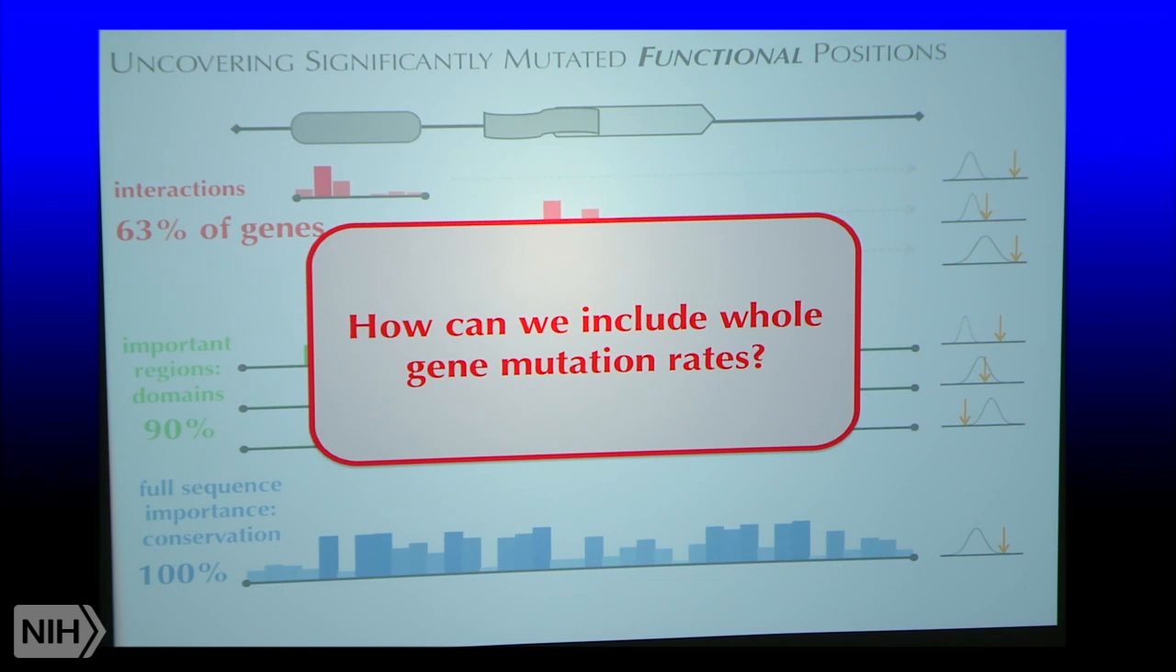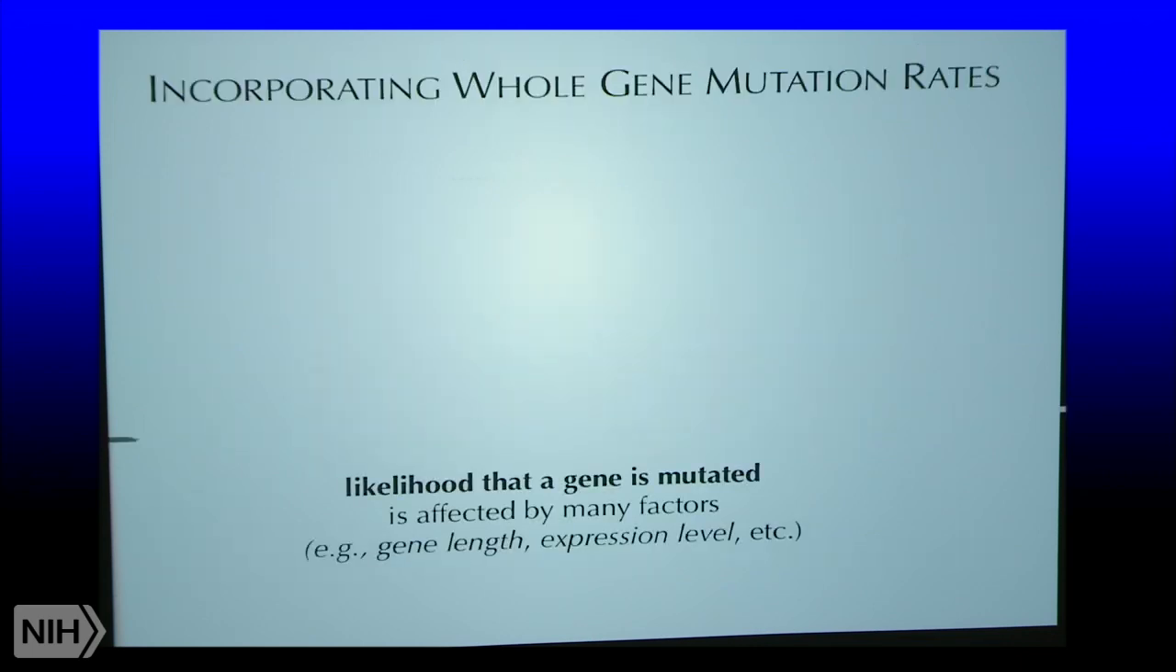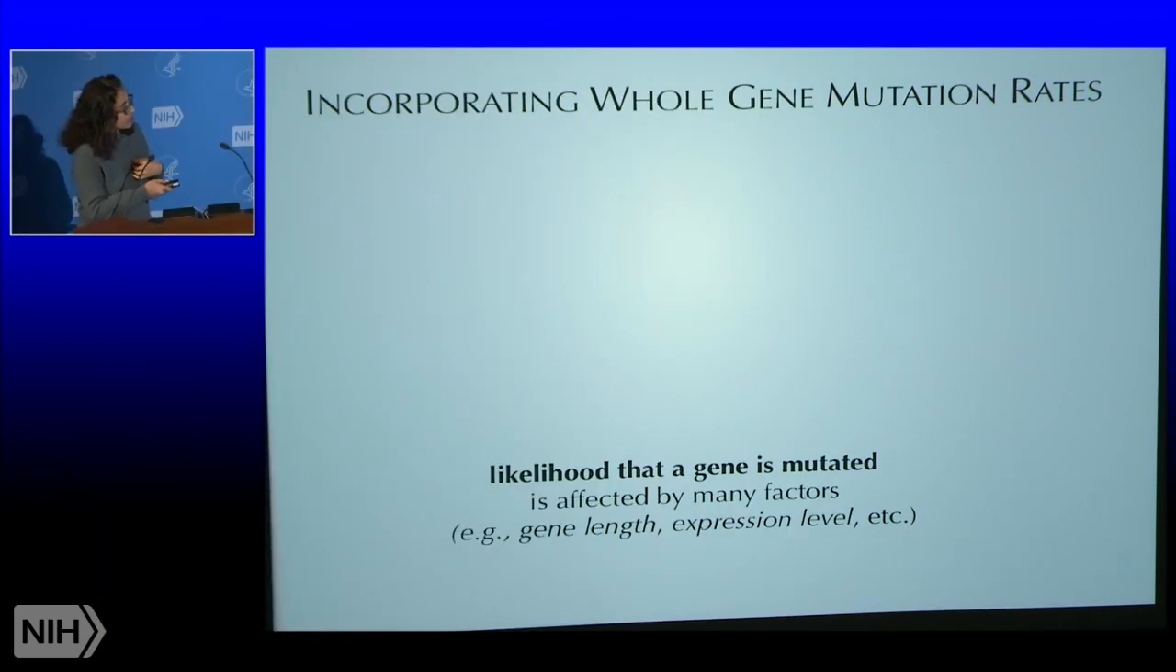Next we thought, well, maybe we can use the same framework actually to include whole genome rate. So I told you at the beginning, there's a very powerful signal that says if a gene is hit more often than you expect by chance, it's more likely to be a cancer driver gene. So the likelihood that a gene is mutated turns out to be affected by many factors. Other people have shown this. So for example, if a gene is long, it'll tend to accumulate more mutations. Or if a gene is expressed at a high level, it tends to have more mutations.